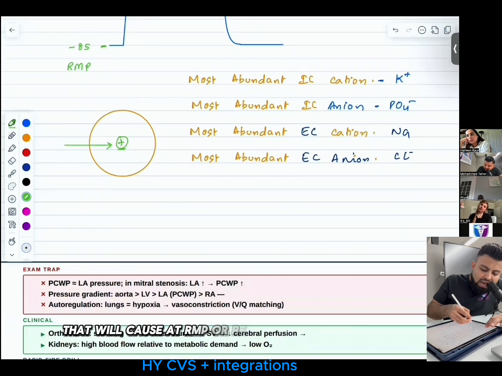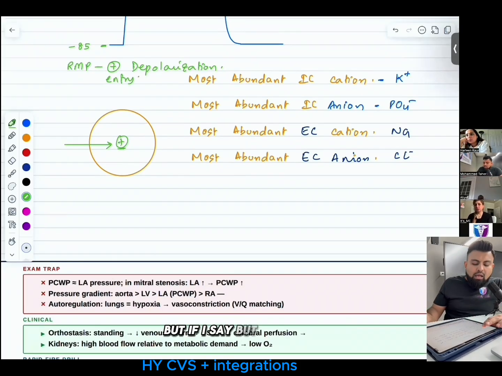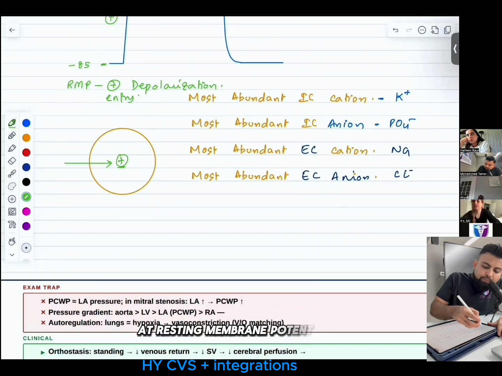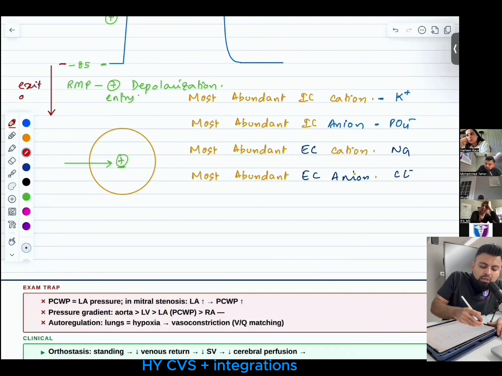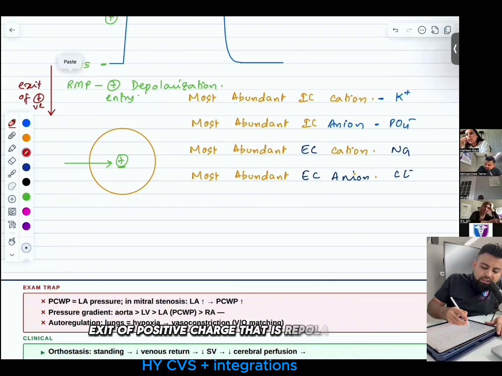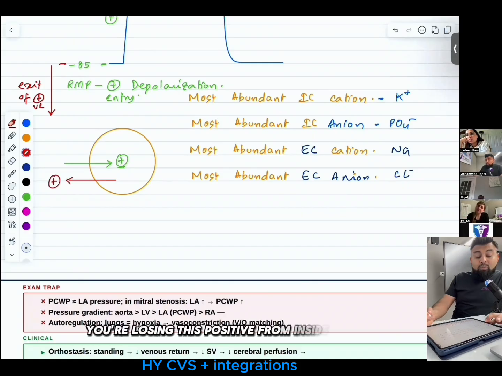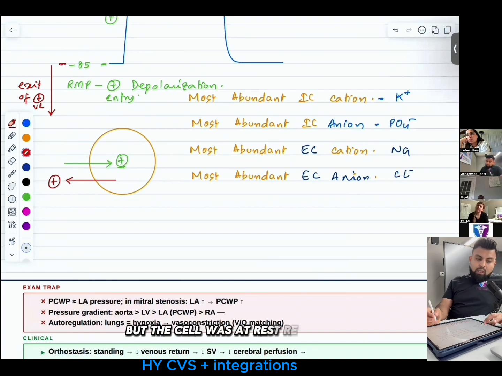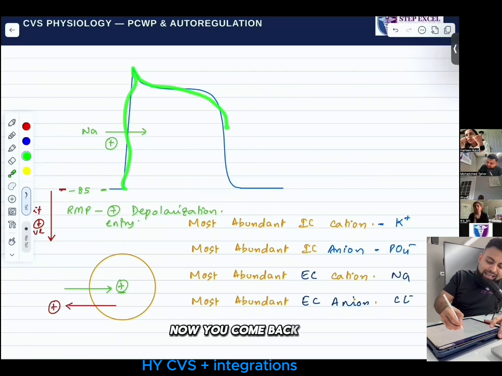At resting membrane potential, if the positive charge enters, this is called depolarization. But if at rest there is exit of positive charge, that is not repolarization, because the cell was at rest. Remember, repolarization happens when the depolarization completes, and now you come back as repolarization.